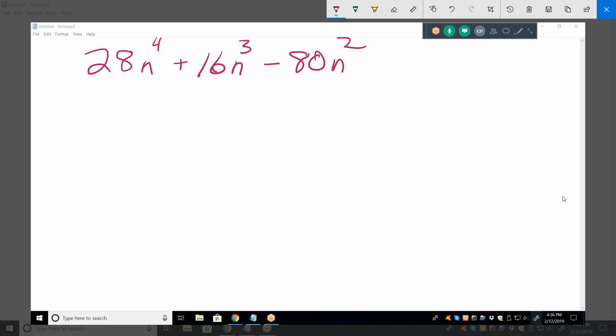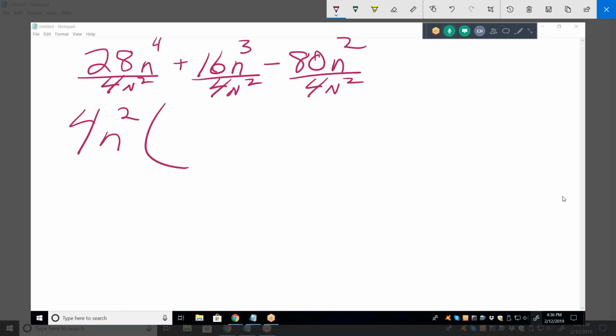Can I take out a greatest common factor? Yes. What is it? Would it be 4? Well, that's the greatest number. How about a variable also? N squared. Remember the rules for greatest common factor. I've got to be able to divide every term evenly by that greatest common factor. If I can do it, then I've got the right one.